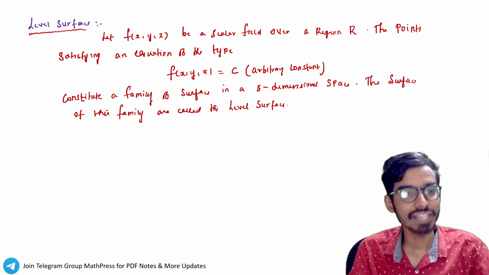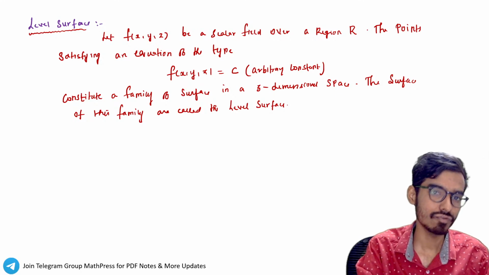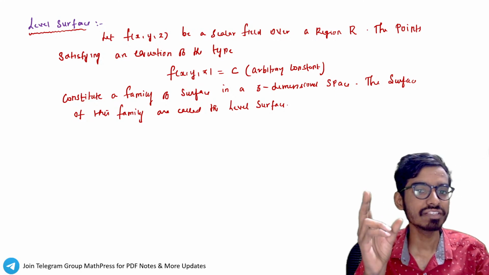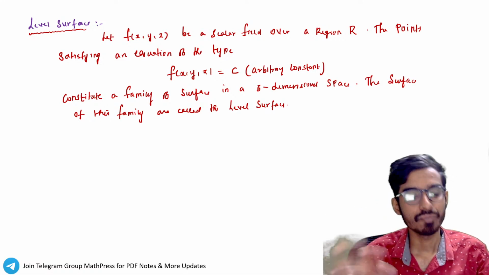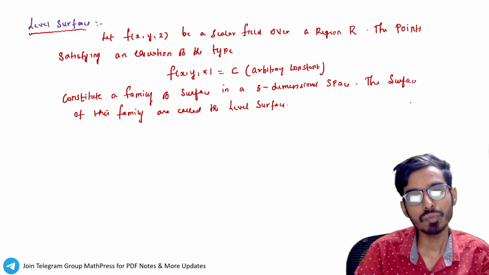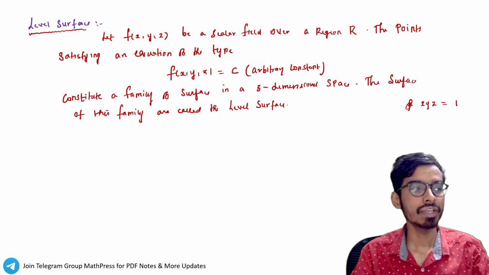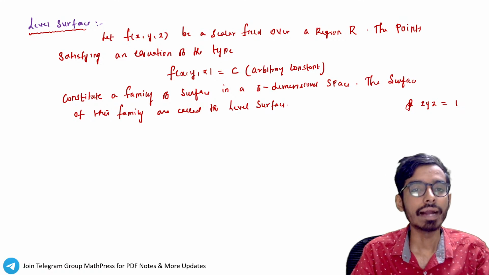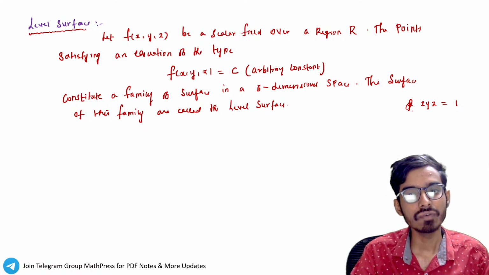Can you give me an example of a level surface? You have come across this very often. Remember, you need to fix c. You give any function. For example, let us say I am fixing c to be equal to 1, and I am taking f(x, y, z) equal to 1. So what are the points that will satisfy this equation?